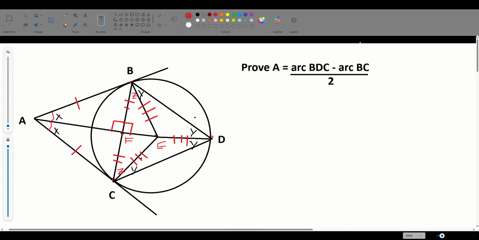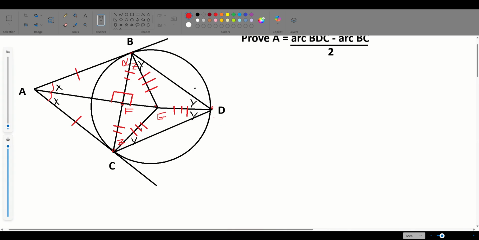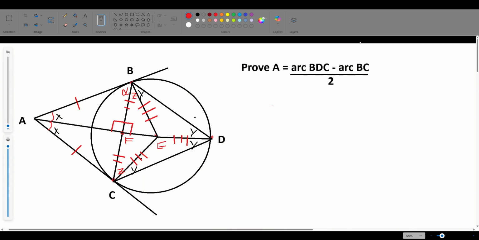Now let us establish our equations. Let us label this angle right here beside Z as alpha. Now, arc BDC, sorry for my terrible handwriting, can be broken down into arc BD plus arc CD.